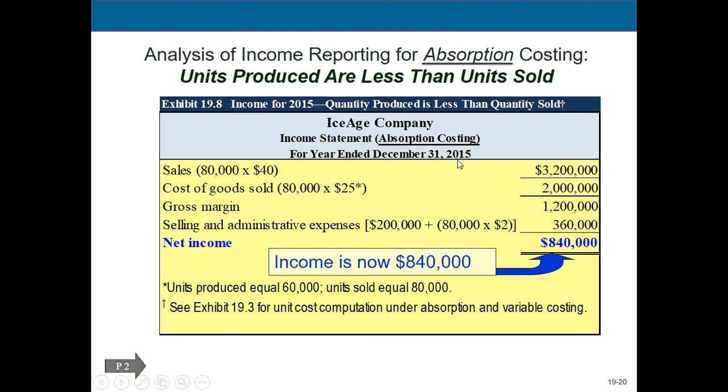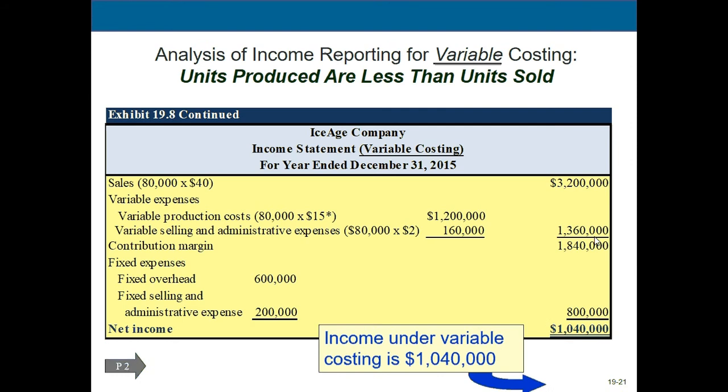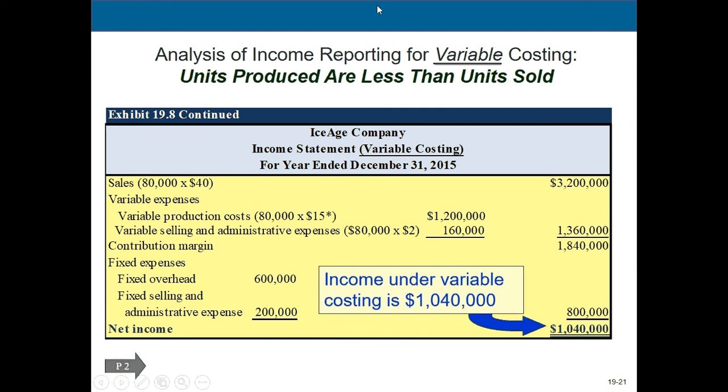This is 2015. We've gone past 2014. We're now at 2015. We're selling 80,000 when we only produce 60,000. Sales are 3.2 million, cost of goods sold are 2 million. It's showing us a net income of 840,000. What happens under variable costing? I get a net income much higher. So when units produced are less than units sold, under variable costing, I'm typically going to have a higher net income. Did you see what the difference was?